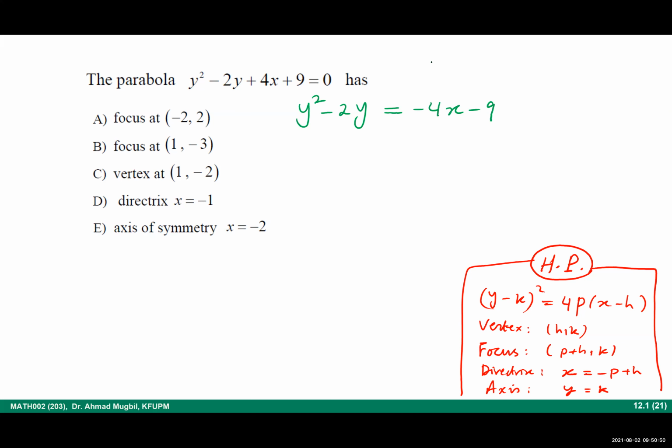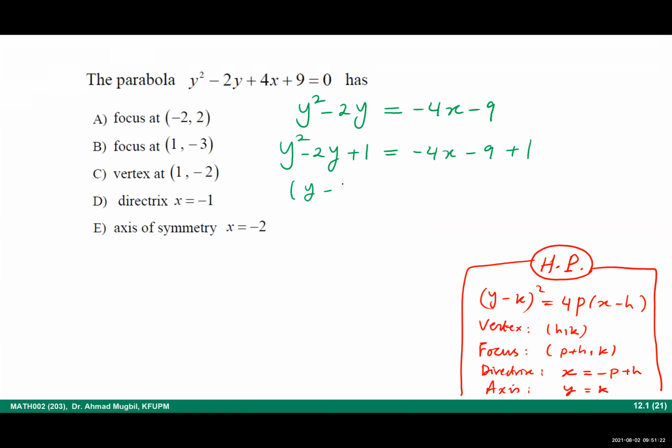Anyway, the target is to practice. Now, what to do, ya shabab? We will complete the square. So tell me how to complete the square. We add the square of half of the coefficient of y. The coefficient is -2. Half of it is -1. The square of it is 1. So we will add 1 to both sides.